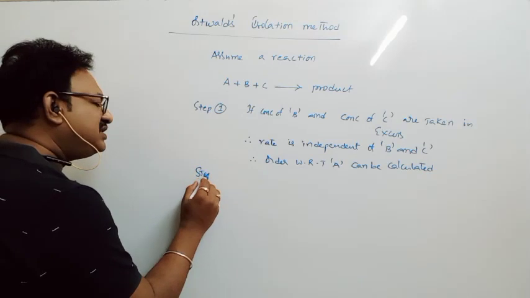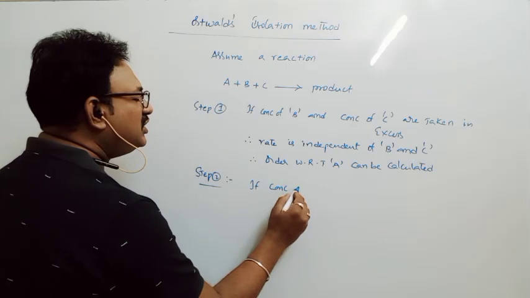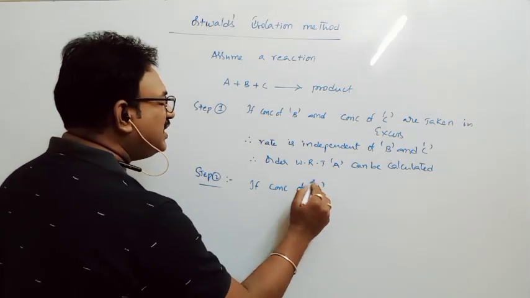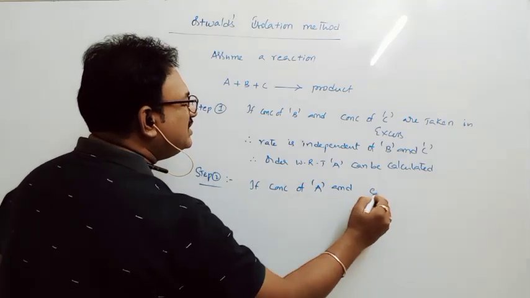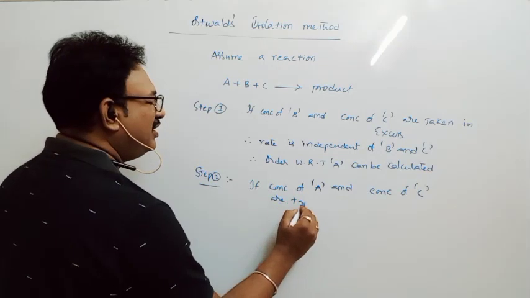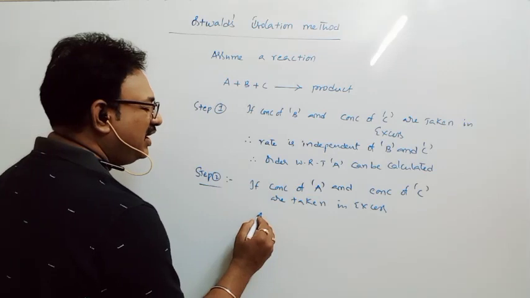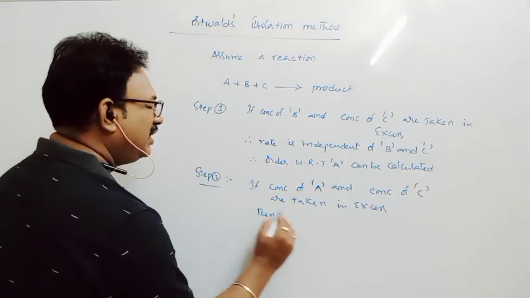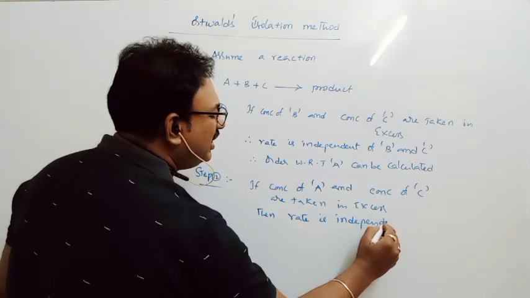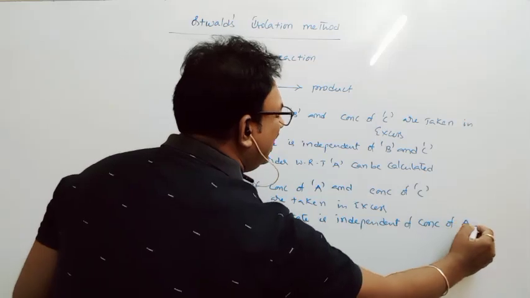Next, step 2. Now what will we do? If the concentration of B, wait a minute. Now if the concentration of A and the concentration of C are taken in excess, then what will happen? Then the rate is independent of the concentration of A and C.